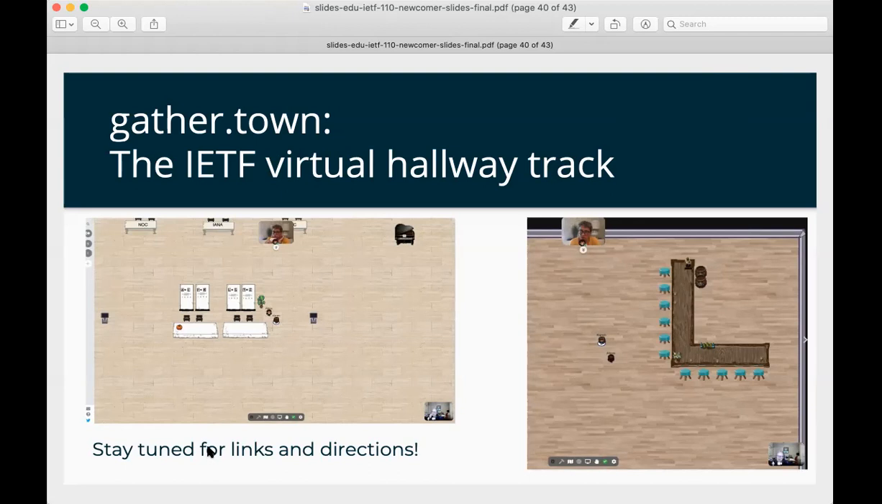The NOC desk is a little bit less relevant in a virtual space, but if you're having any technology issues, you can go to the NOC desk. IANA, again, for assigned names and numbers, and the RFC editor desk. And then on the right, you see a virtual bar. So you can schedule your virtual barbecue in the virtual bar.